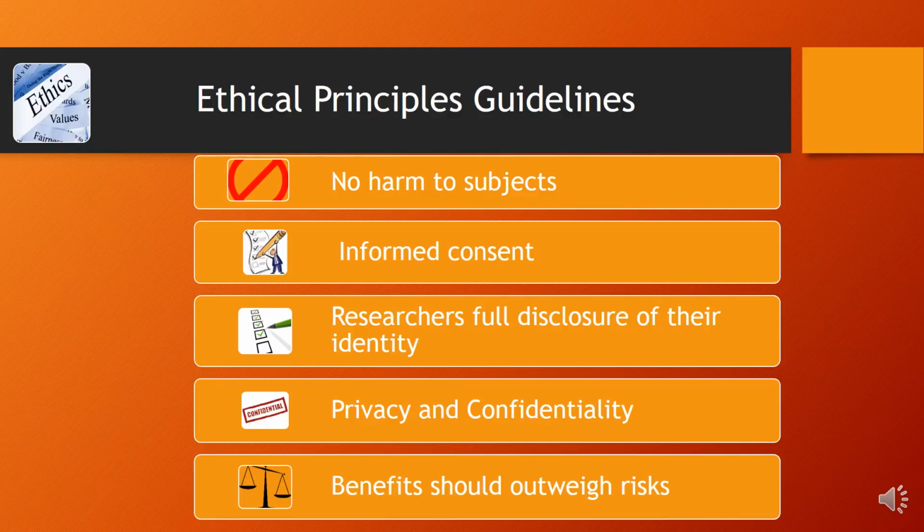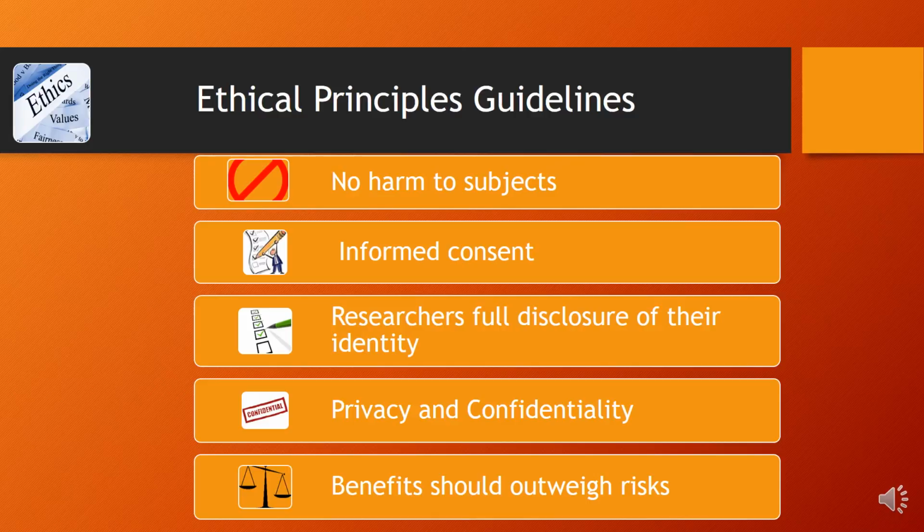Number 3, researchers' full disclosure of their identity. Researchers should disclose their method of research by providing a methodology to help their readers understand how the research was conducted, as well as any bias or political motives that could be present.